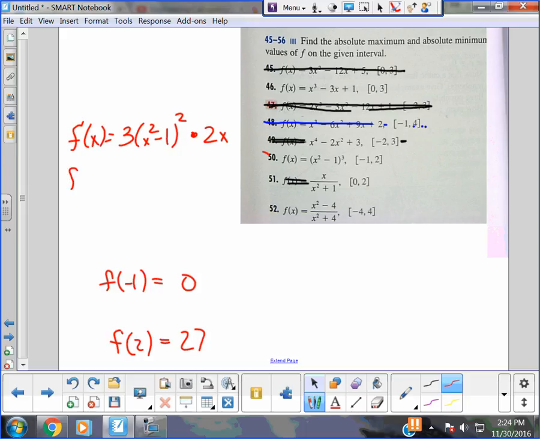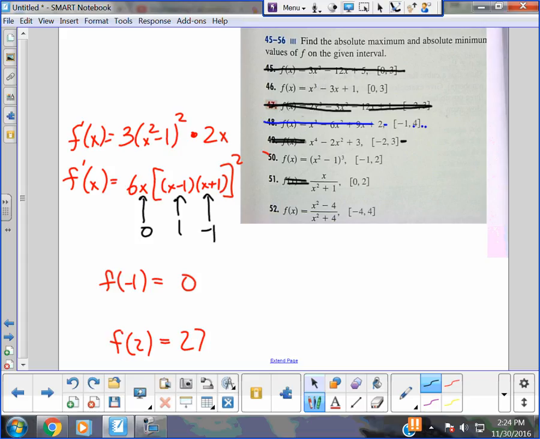Now I'm going to factor this so we all see it. 3 times 2x is 6x. You guys agree? And this is where it gets fun. Big bracket. (x minus 1)(x plus 1) squared. If I can make any of these factors 0, right? So my critical points here would be 0, 1, and I'll list them all, and -1.